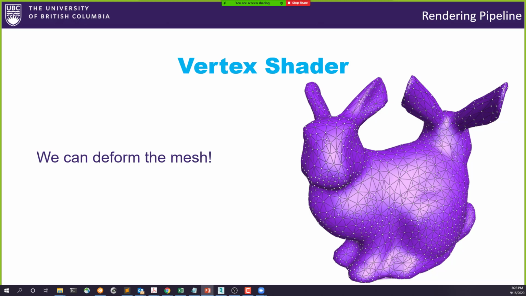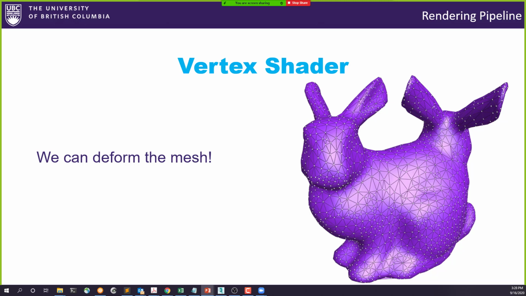Well, the cool thing is that you can play with that position. You can play with certain information that you send to the vertex shader, and you can deform the mesh. For example, imagine that we have this bunny, and in the vertex shader you have the position of each vertex, and you can also have the normal of each vertex.